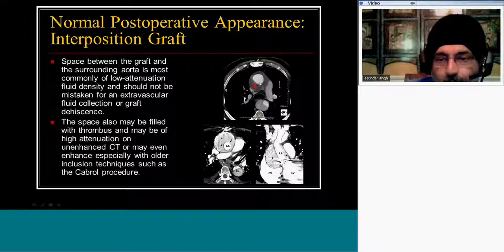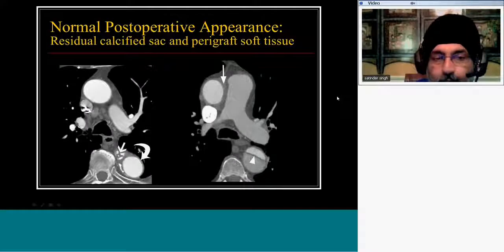For the interposition graft, where the graft is within the native aorta, the native aortic sac around it can mimic dissection or actually a PSA. Sometimes the sac may remain hyperdense from a hematoma, or it can become hypodense as shown here, or rarely it can become contrast enhanced. This was especially common for older procedures such as the Cabrol procedure, where they used to create a small shunt with the ventricles to decrease the tension. And so the contrast can actually flow back into the native aortic sac and can mimic a PSA. So these should not be mistaken for abnormalities.